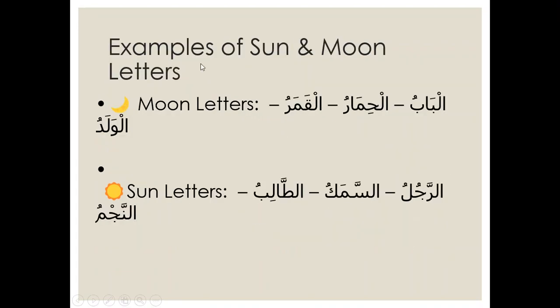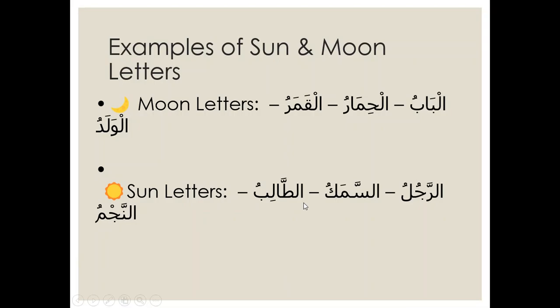These are some of the examples of moon and sun letters. Huruf qamariyya, moon letters: you have al-qamar. You can see the lam and the alif is clear here. Al-himaru. Al-babu. Al-waladu. You can see the alif and lam is clear. Whenever you see words like this, where you are able to pronounce the alif and lam clearly, it means the letter after the lam belongs to huruf al-qamariyya.